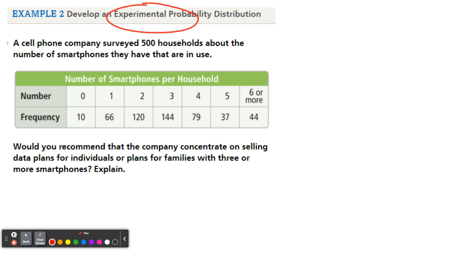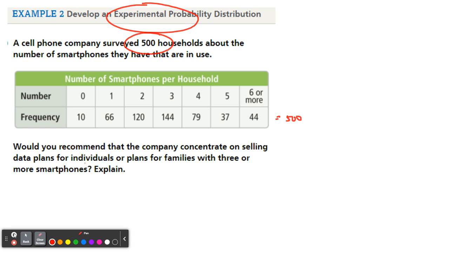So a cell phone company surveyed 500 households. So we looked at 500 people. That's our sample size, right? And we asked how many smartphones they have in their house, right? So we have 0, 1, 2, 3, 4, 5, or 6 or more. So that's the number of smartphones. And then again, this is your frequency, right? So this number should add up to 500.